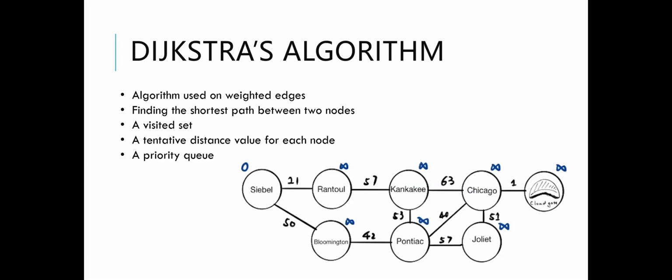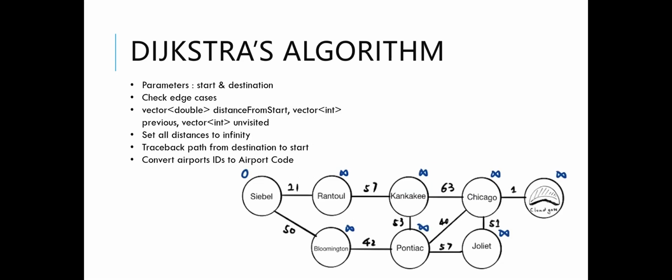Then in order to implement this algorithm, we need three things: a visited set, a tentative distance value for each node, and a priority queue. Okay, next slide. So specifically in our project, the parameters for this function are start and destination, two ints representing the two nodes that we are trying to find the shortest path in between.